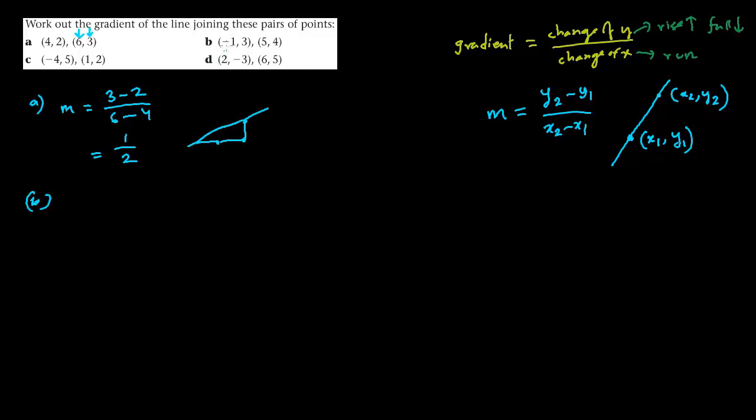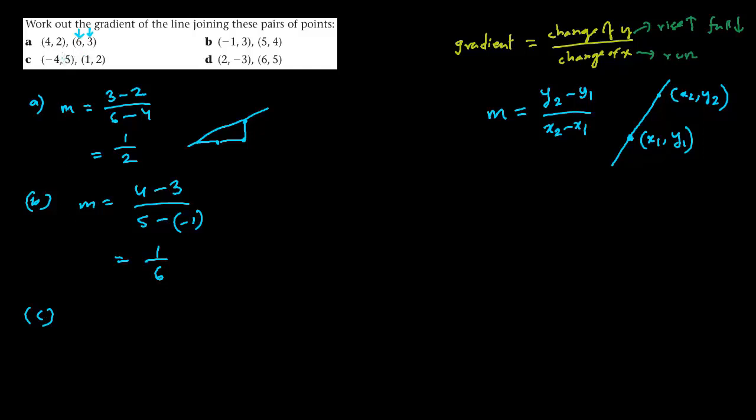Question number B. So we have 2 points. So here it would be the y is 4 minus the other y is 3. So we have to take the x here, 5 minus, now this is already minus, so it would be minus of minus 1. So this would be 1 divided by 6. 5 minus minus 1 is 6.